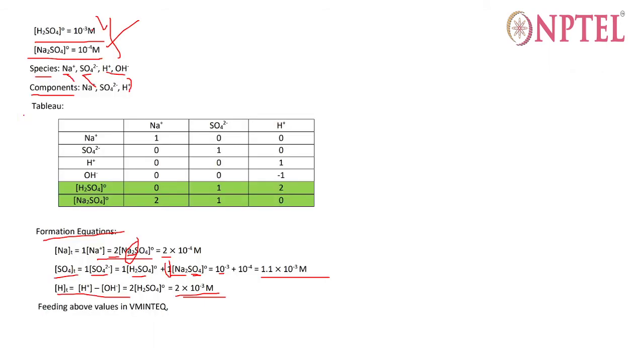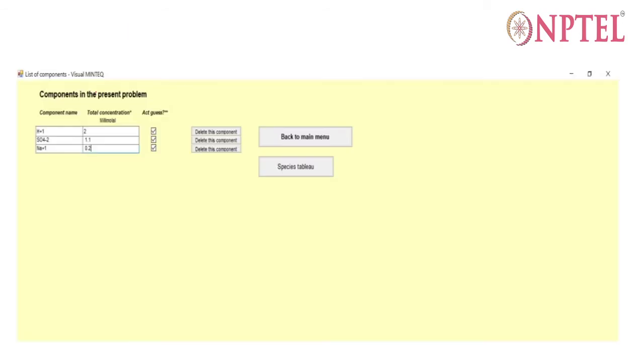The values I have calculated, or you have calculated, from here. You can change the units to millimolar. See here, it's in millimolar, that's why I have neglected all those 10 to the power minus 3, 10 to the power minus 4. So I have converted it into millimolar.